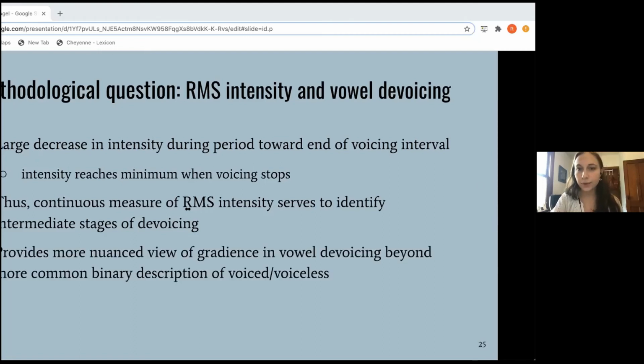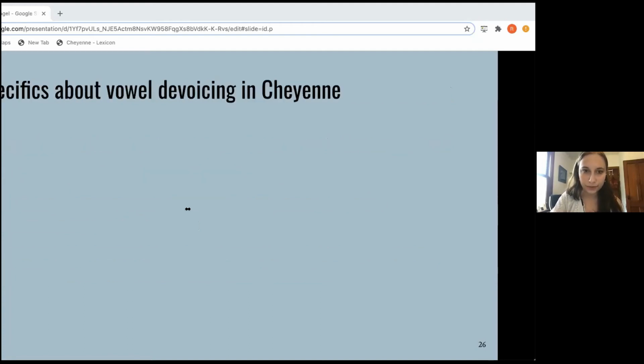And I therefore propose that this measure provides a more nuanced view of gradients in vowel devoicing beyond the more common binary description of voiced or voiceless, because even when there's something that's categorically voiced, we see a transition reflected in RMS intensity. The second goal of the study was to learn more about the specific patterns of vowel devoicing in Cheyenne. So I will now summarize the relevant findings concerning that goal and propose some interpretations of them.